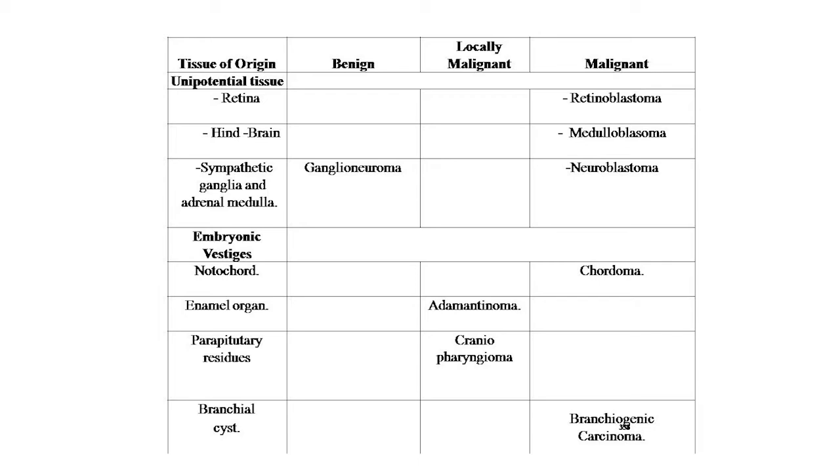Next tissue origin is the embryonic vestiges: from the notochord, the malignant tumor is the chordoma. Enamel organ, tissue origin is the enamel organ, the locally malignant tumor is the adamantinoma. Pituitary residues, from the parapituitary residues, the local malignancy is the craniopharyngioma. Branchial cyst is there and the malignant tumor is branchiogenic carcinoma.